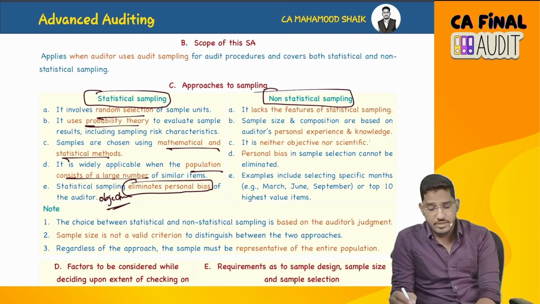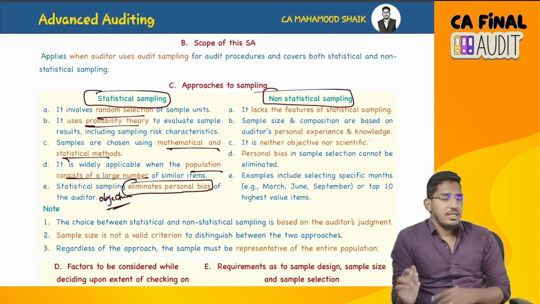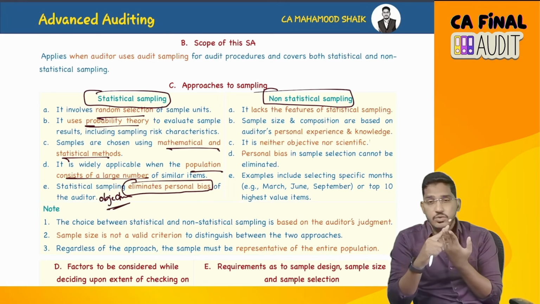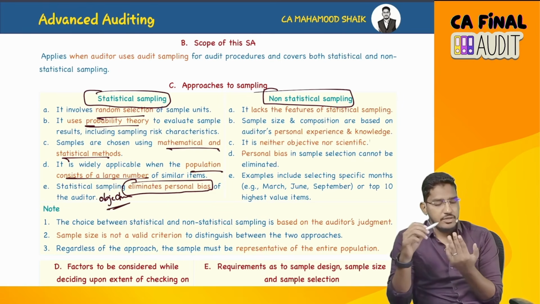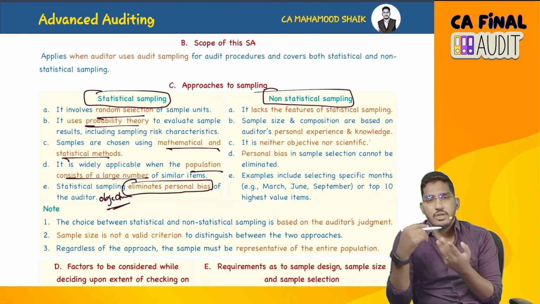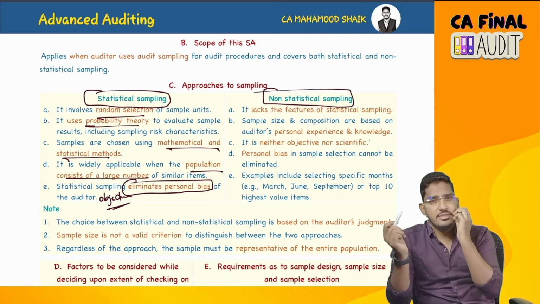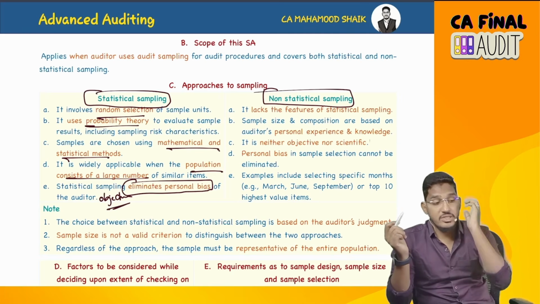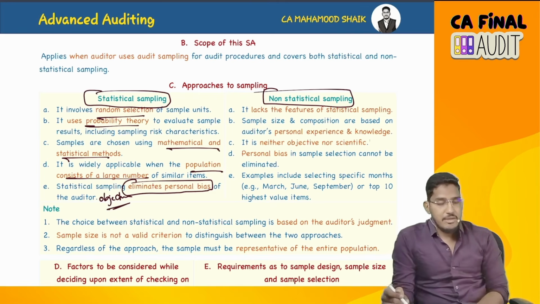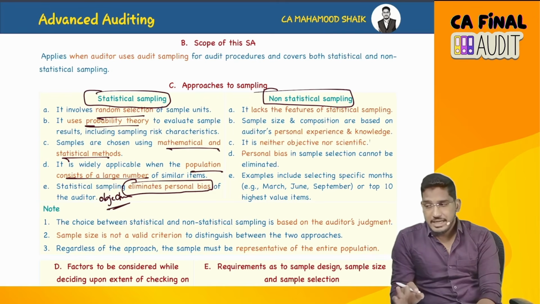On the other hand, when I say non-statistical sampling, sir, what is non-statistical sampling? That method of sampling which does not have any of the characteristics of statistical sampling. That means there will be no random selection. We don't use probability theory, mathematical concepts, or statistical concepts. Sir, if we don't use any of this, how are we going to select the sample? Purely on the basis of professional judgment. If we select the sample purely on the basis of professional judgment, that method of sampling we call non-statistical sampling.